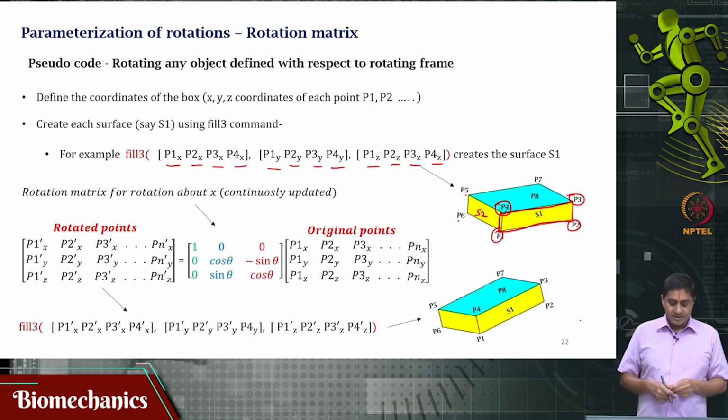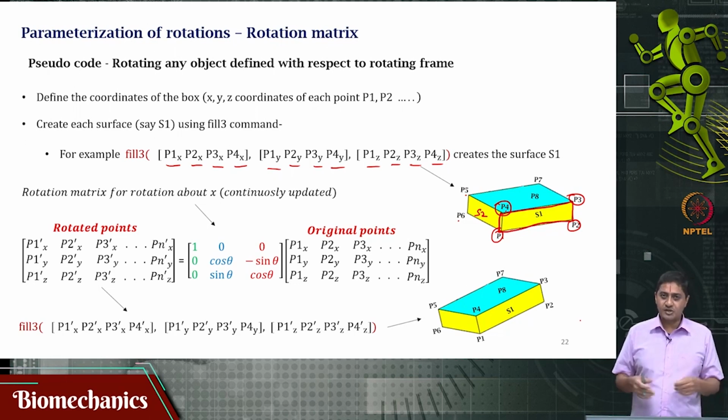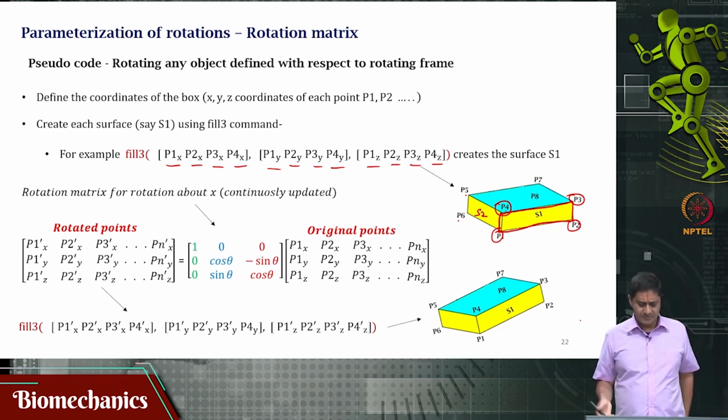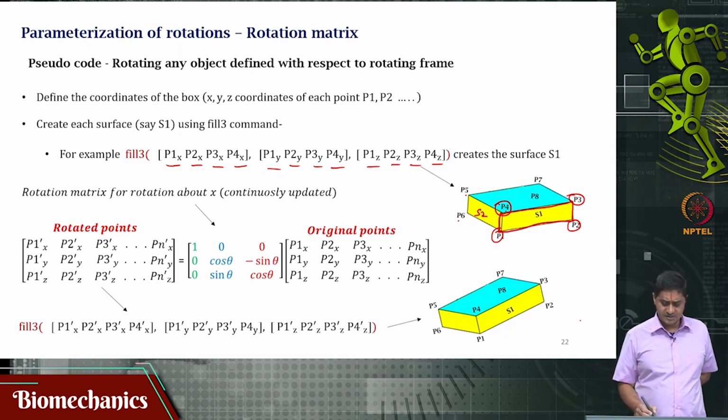Now, let us assume that a pure rotation is happening just about the x axis and that is getting continuously updated. What is going to be the rotation matrix? This is going to be the rotation matrix: 1 0 0, 0 cos theta minus sin theta, and 0 sin theta cos theta. How do I know? We discussed this in the previous class. That is how I know that this is the rotation matrix.